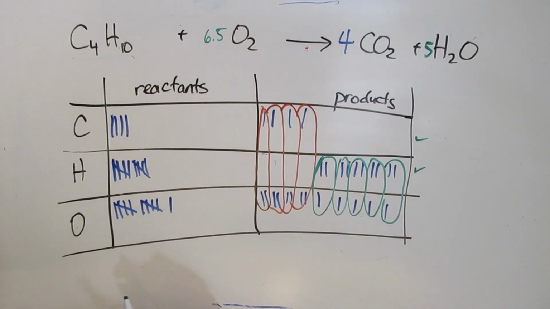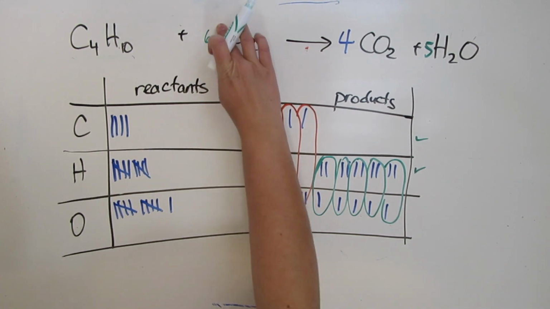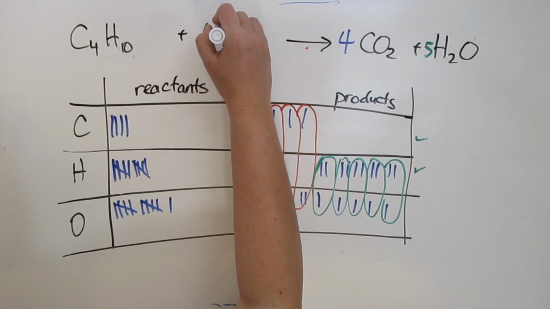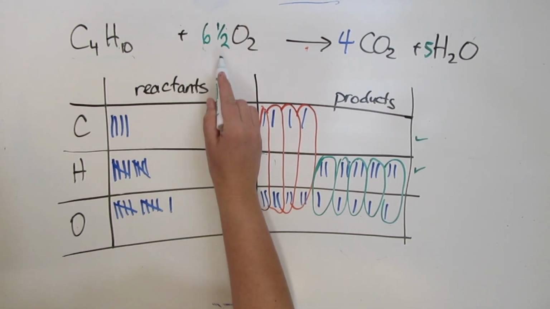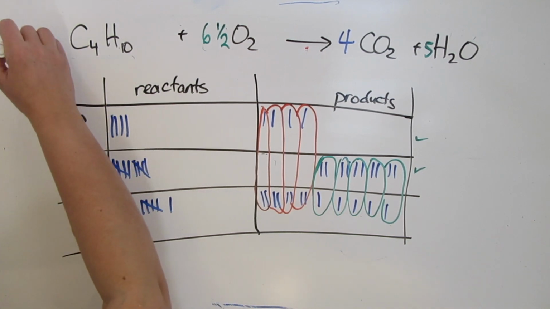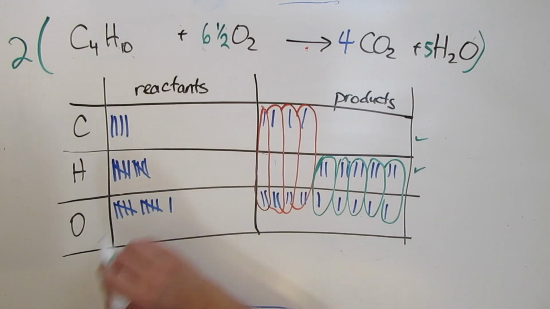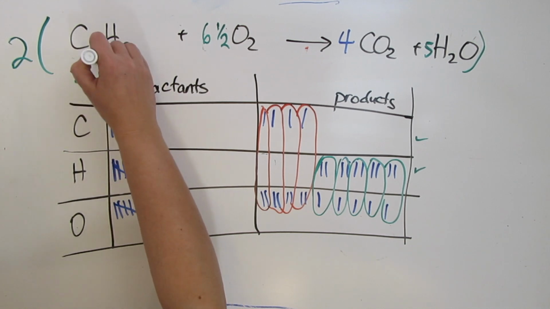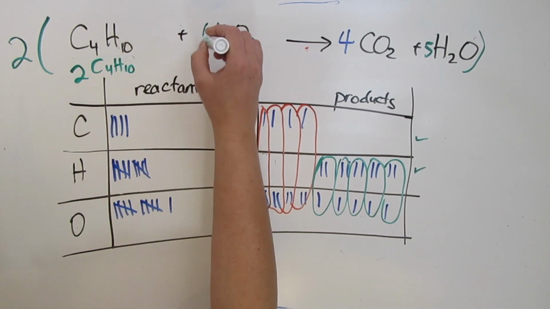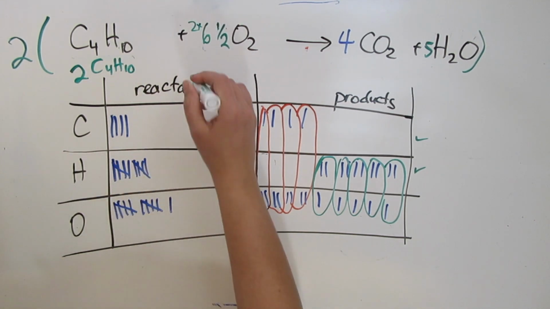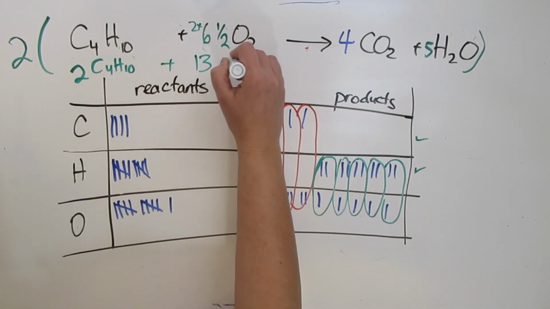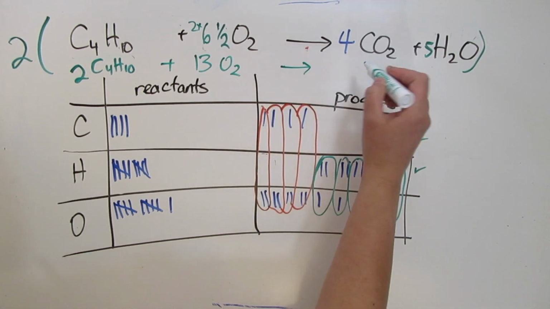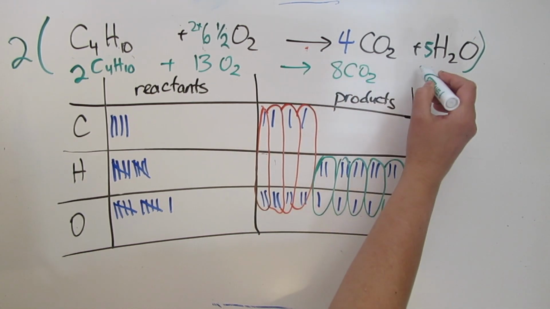So this is what we have so far. We can't have half oxygens in a balanced reaction. And so what we're going to do is multiply everything, right? If you think of this as 6.5, if you multiply everything by 2, that fraction will go away. So this will be 2C4H10 plus 2 times 6.5 is 13O2. Will give us 8CO2 and 10 waters.